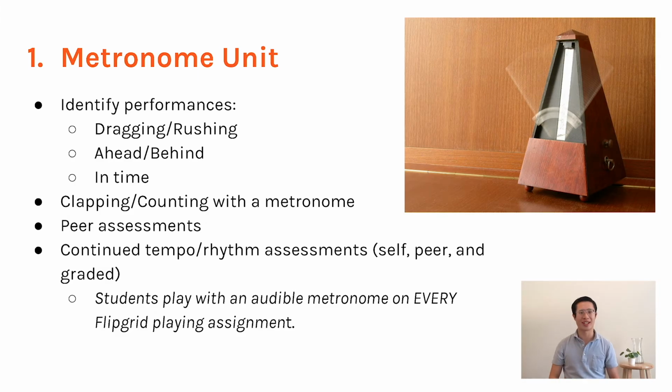The metronome unit. In the 3rd week of school, I started all of my students on a metronome unit. In this unit, we talked about how to play with the metronome and how to assess performances with the metronome to see if the performer was ahead, behind, dragging, rushing, or right with the beat. Students then created simple Flipgrid videos of themselves clapping and counting to 4 with an audible metronome, and then submitted peer assessments for each other's performances, identifying if their peer was in time, ahead, or behind.